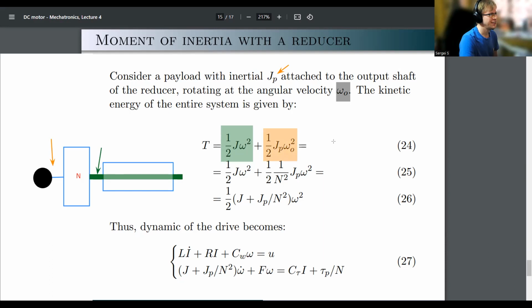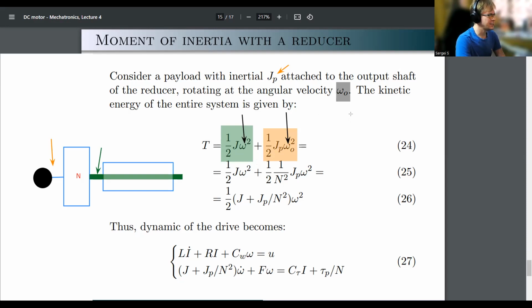Notice the important detail. Important detail is this. While in the kinetic energy associated with the input shaft, angular velocity is omega squared, for the output shaft, it is omega sub O squared. So two different angular velocities, okay? It's not the same because the rate of rotation for them is different, right? One is fast, internal shaft, one is slow, external shaft. Okay.